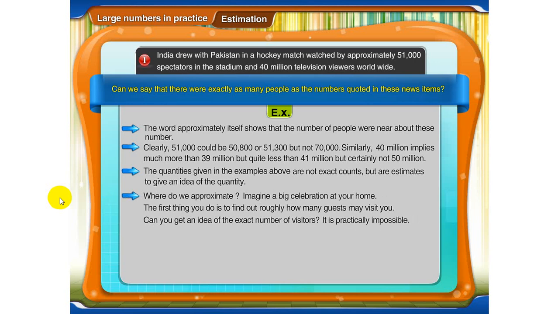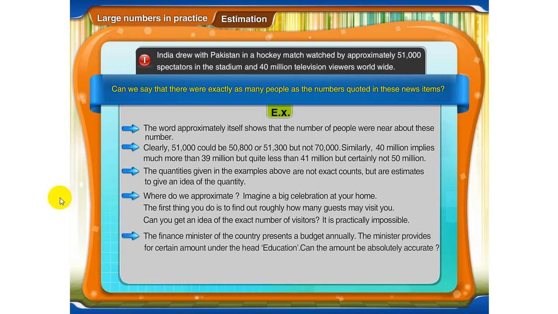It is practically impossible. The finance minister of the country presents a budget annually. The minister provides for a certain amount under the head Education. Can the amount be absolutely accurate? It can only be a reasonably good estimate of the expenditure the country needs for education during the year.